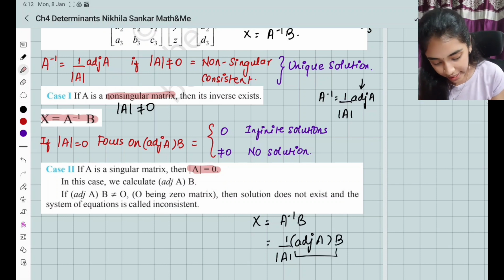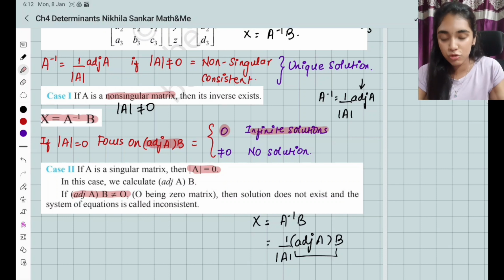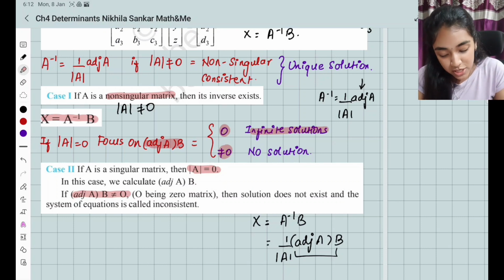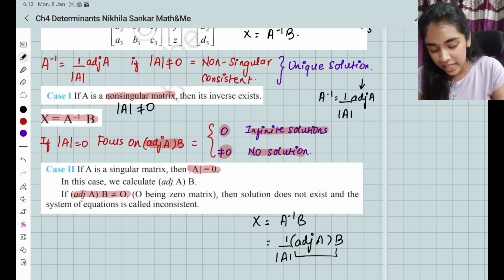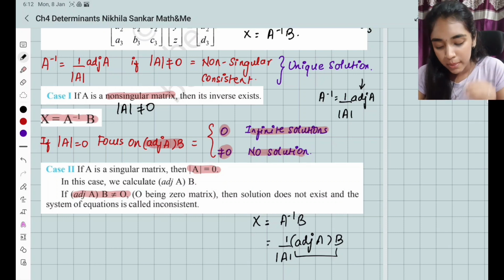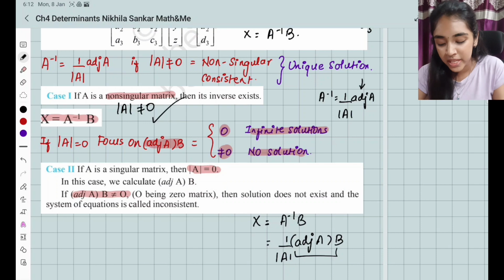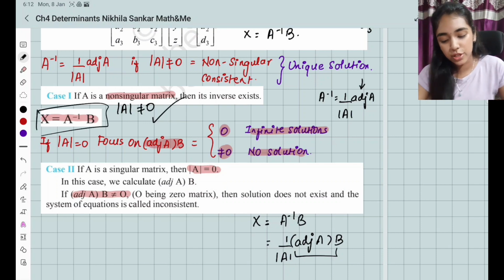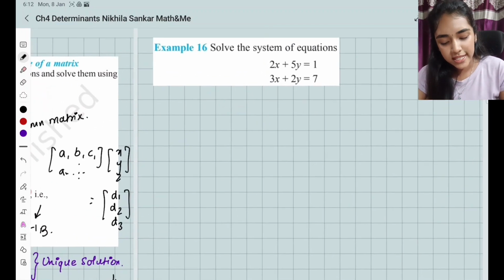So இப்போ adjoint A times B ல focus பண்ணும்போது what is this value going to be? இப்போ adjoint A times B is going to be 0 na, it is going to have infinitely many solutions. இப்போ adjoint A times B is not equal to 0 na, we are not going to have any solution. Okay? So இதெல்லாம் வந்து basic idea that you should know, but we are only going to focus on non-singular matrices in this chapter. Okay? Determinant of A is not equal to 0 na வரப்போகுது. So this is the only formula that we are going to use in this particular chapter in the 12th standard. Okay? Now, let us solve an example.